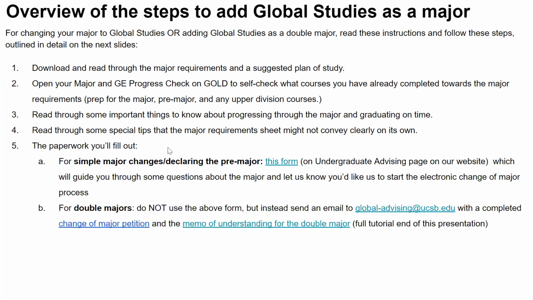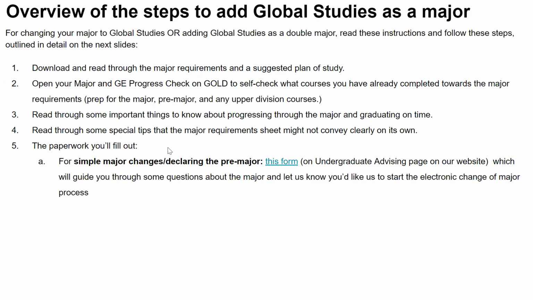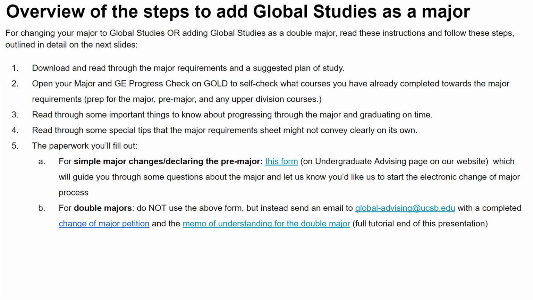From there, we will then send you by email to your UCSB email account a petition. Essentially, it's the change of major form, and it'll come to you from a service called DocuSign. So more on that a little bit later on in the presentation. However, if you are thinking of taking on pre-global studies as a double major, as your second major, you're actually not going to use the form that's linked above in the exact same process up here.